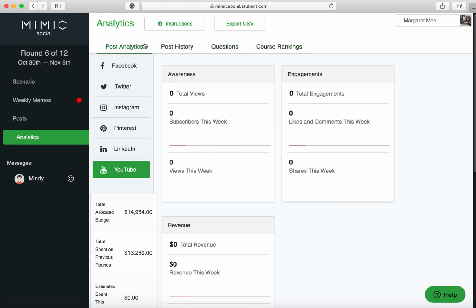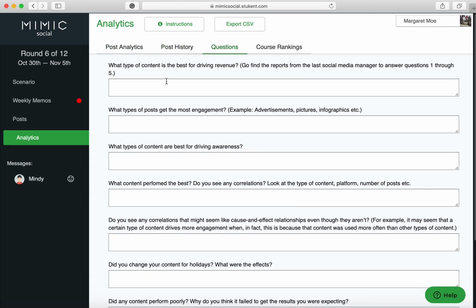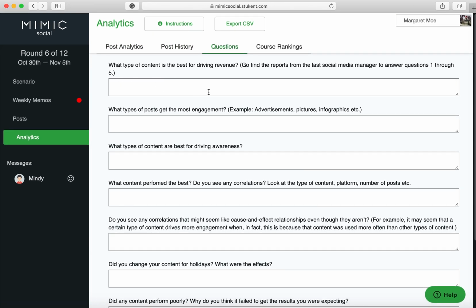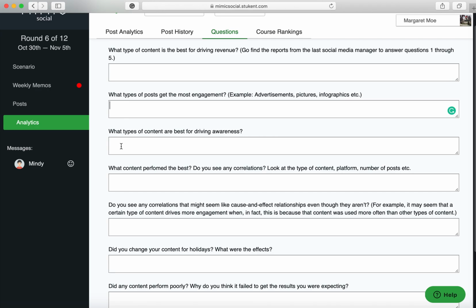And a couple other things just real quick. The questions, this is the round. This is what we do at the end of running the simulation, so you can get to the questions from here as well. And so, what types of posts get the most engagement?